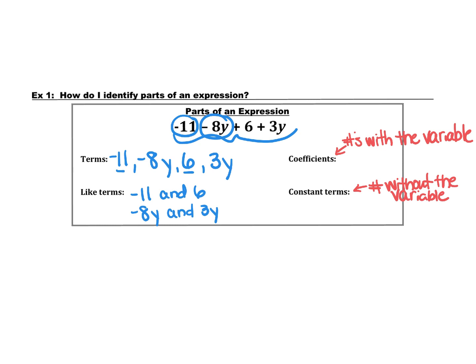So here, let me erase this up here. The numbers with the variable would be the negative 8, because that's right next to the y, so I have a negative 8, and then I have this positive 3. Those are the coefficients. The constant terms are the numbers that are without the variable. So we have a negative 11 and we have a 6.